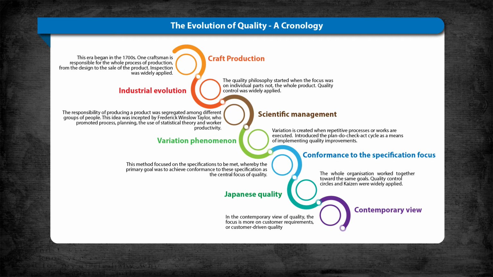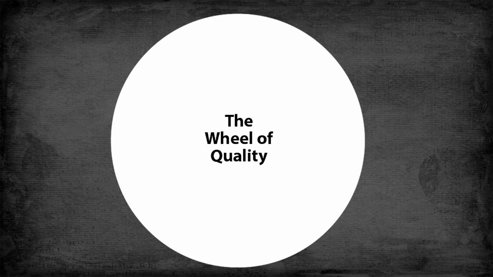Number 6, Japanese quality. The whole organization worked together towards the same goals. Quality control circles and Kaizen were widely applied. Number 7, contemporary view. In the contemporary view of quality, the focus is more on customer requirements, or customer-driven quality. The wheel of quality is a summary of the contemporary quality that involves mainly customer focus, variation, and continuous improvement.